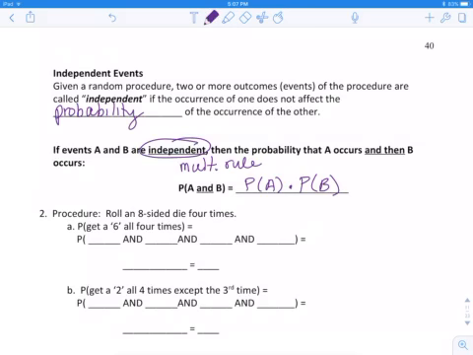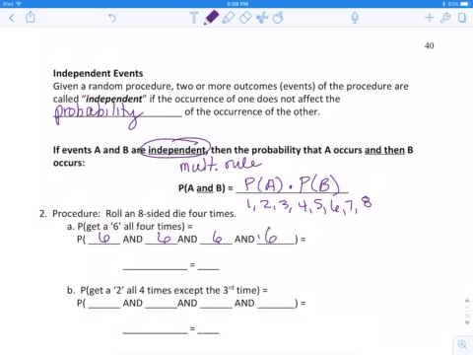So this procedure says roll an 8-sided die 4 times. Each time you could get the possibilities 1, 2, 3, 4, 5, 6, 7, or 8. First we're going to find the probability of getting a 6 all 4 times. Another way of saying that is you get a 6 the first time, and a 6 the second time, and a 6 the third time, and a 6 the fourth time.